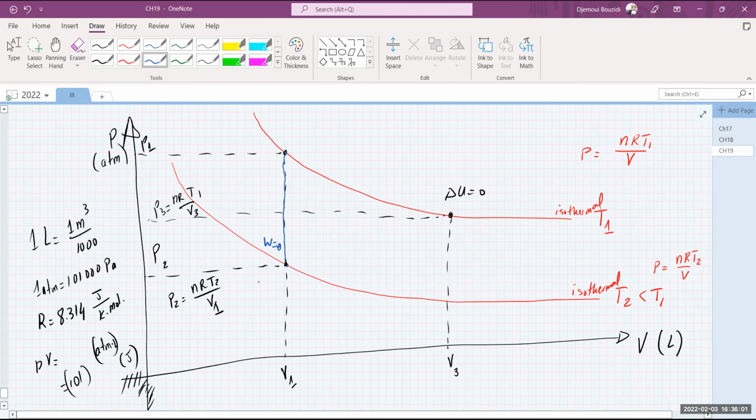A vertical line like this one is an isochoric process, so there is no work. The volume is V1 at this point, and it's V1 at this point. The pressure has dropped from P1 to P2. The temperature has dropped from T1 to T2. But that's basically what it is. That's this process. Now let me draw another process in here, and that is this process.